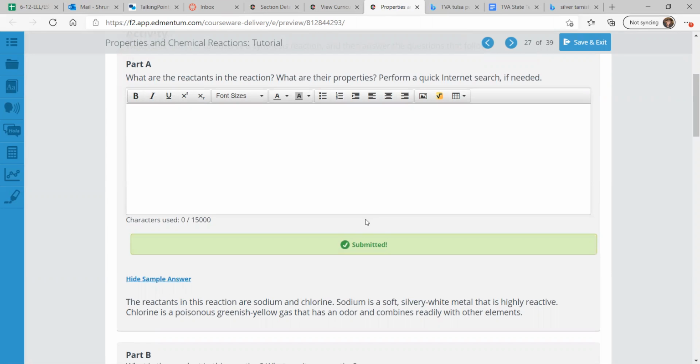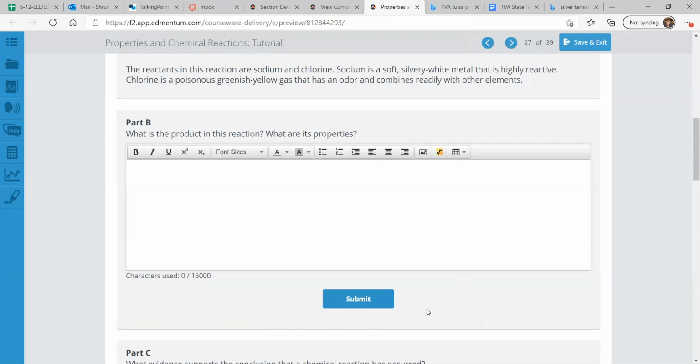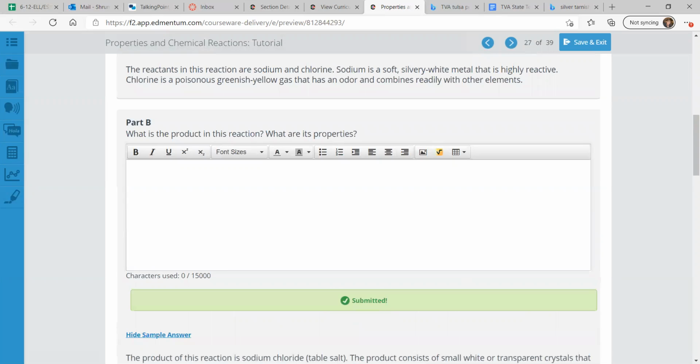Sodium is a soft, silvery white metal that is highly reactive. So a very highly reactive metal. Chlorine is a poisonous greenish yellow gas that has an odor and combines readily with other elements. So we have two pretty reactive reactants. Now, what's the end product?